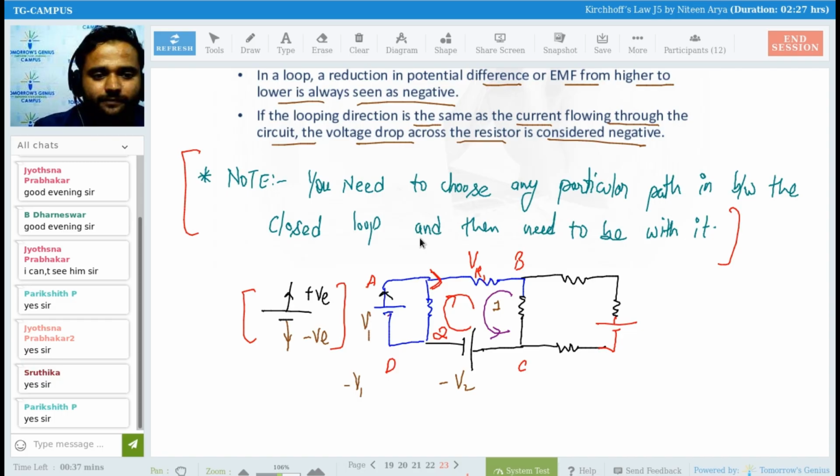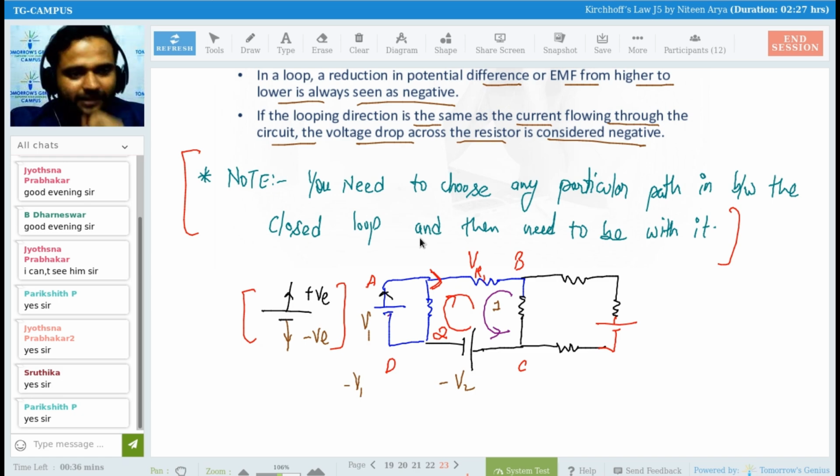Is this clear, everyone? Because that is how you need to solve. Believe me, it is very confusing when you do it the first time. Okay, I repeat my words again. First of all, you need to choose any particular path in the closed loop and stay with it. First scenario.